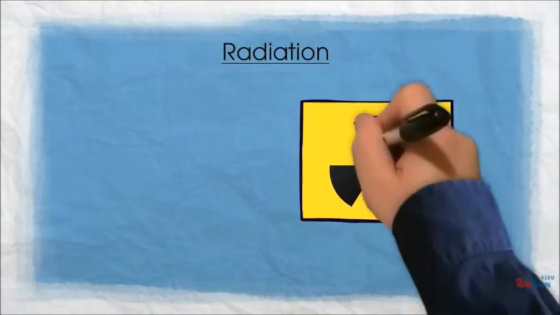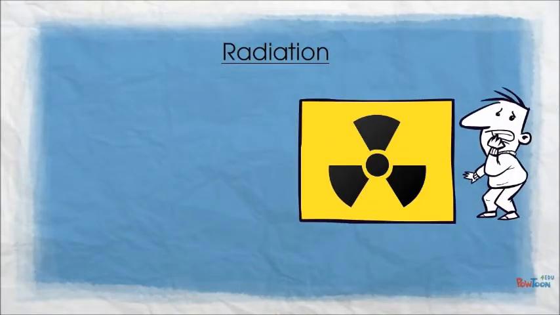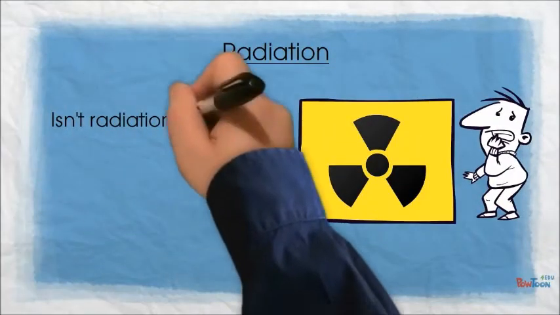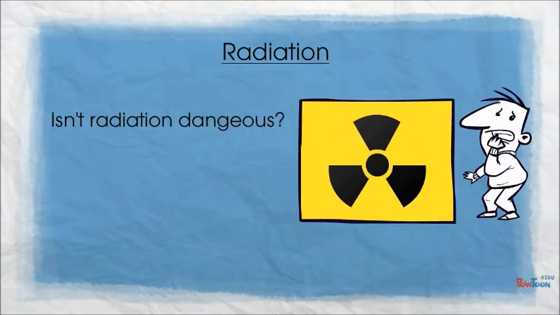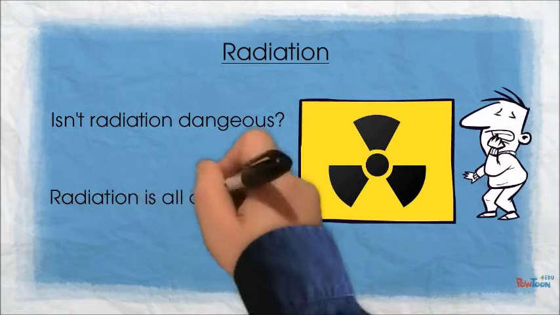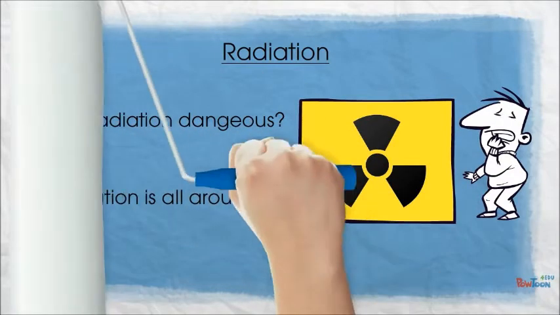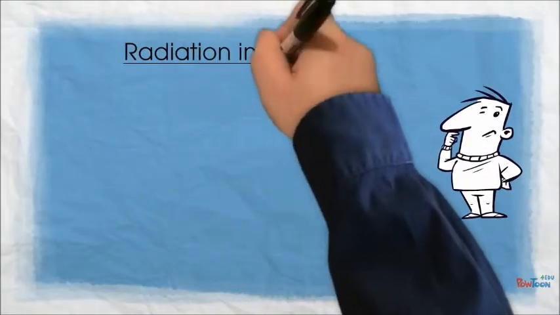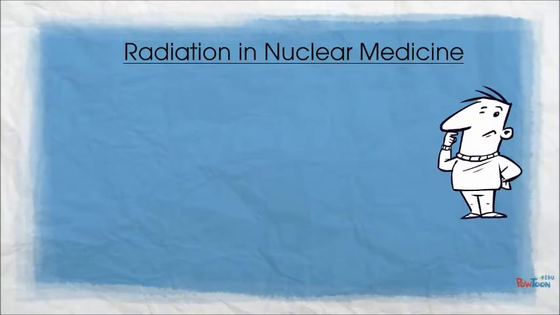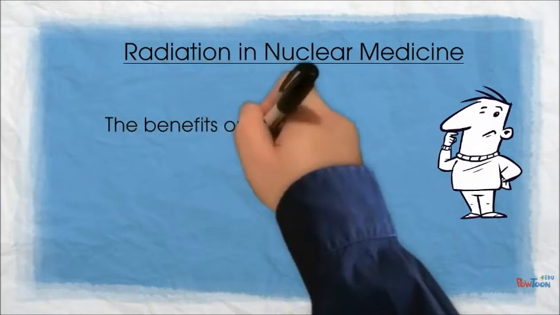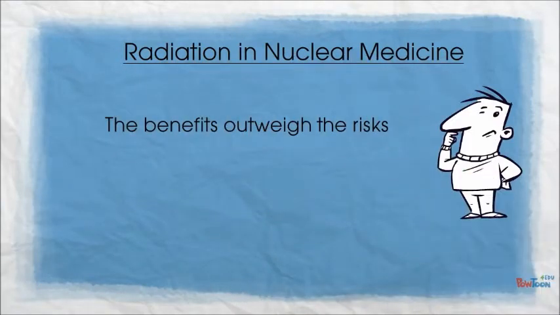Let's talk now about radiation. Why would we use radiation? Isn't it dangerous? Everyone is exposed to small amounts of radiation all the time, from natural sources such as rocks and soil, to foods such as bananas and nuts. Whilst the radiation used in nuclear medicine is stronger than what we are naturally exposed to, its usage is closely monitored and controlled to ensure that the benefits outweigh the risks.